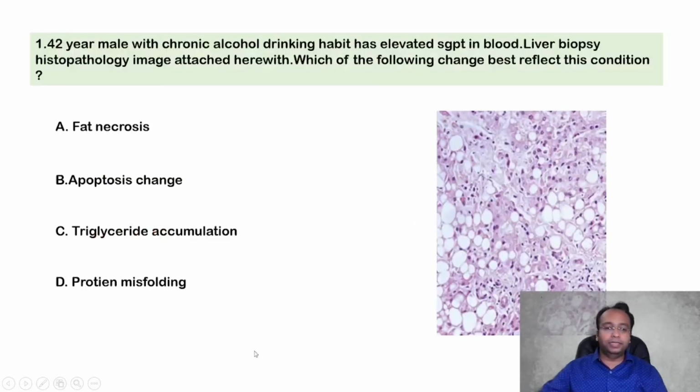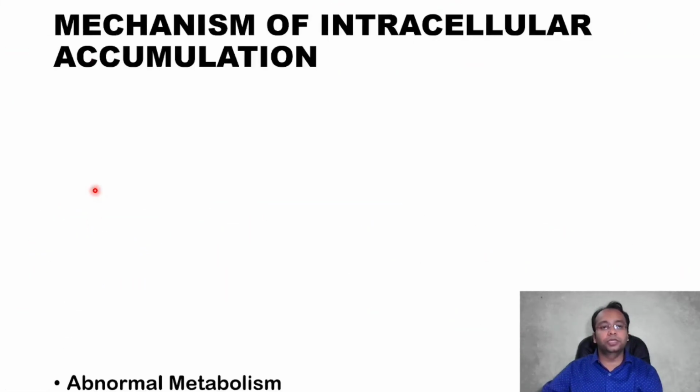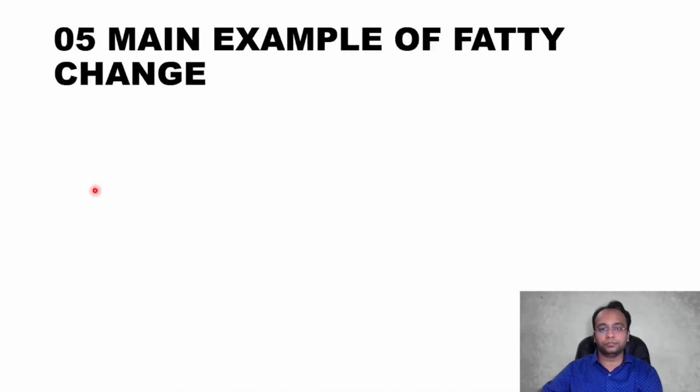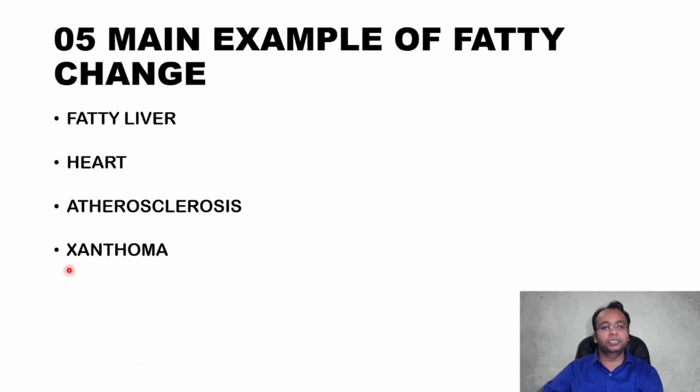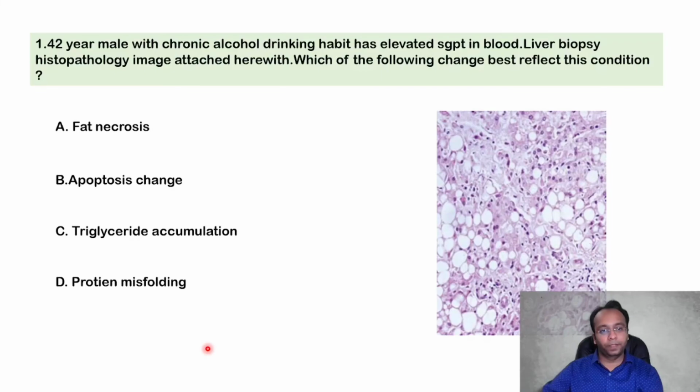All right. Now let's see some of the MCQs. Okay. So clear, these are all examples of intracellular accumulation, right? Fatty liver, fatty change in the heart, atherosclerosis, xanthoma, cholesterolosis, and Niemann-Pick disease type C.